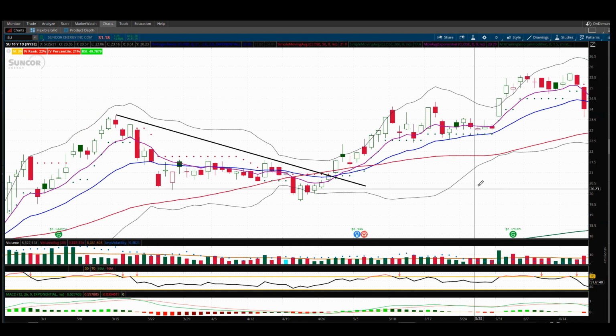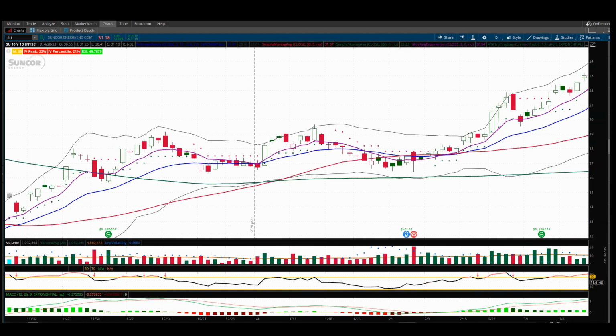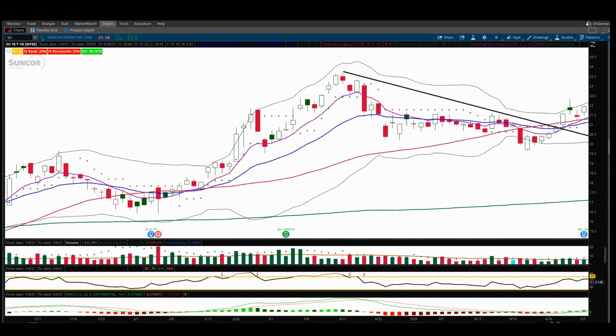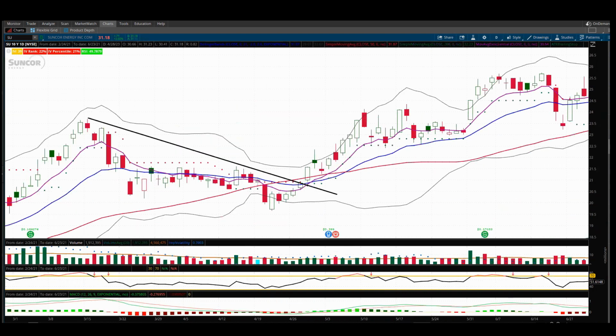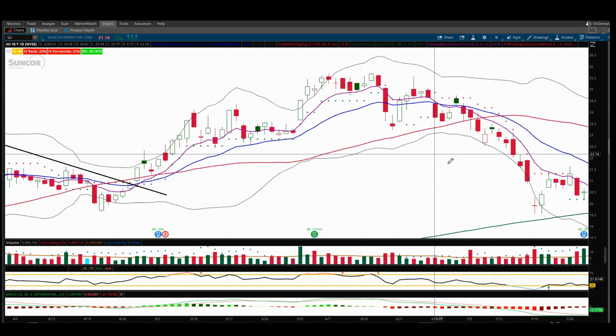Similarly, if we just move over a little further ahead in time, we can see an even worse case scenario play out over here. So let me just zoom out a little bit on this one.